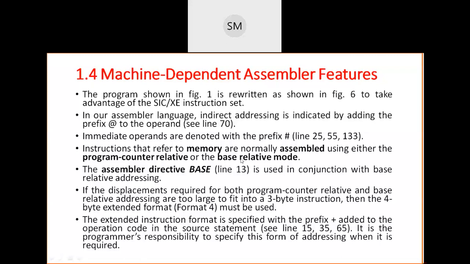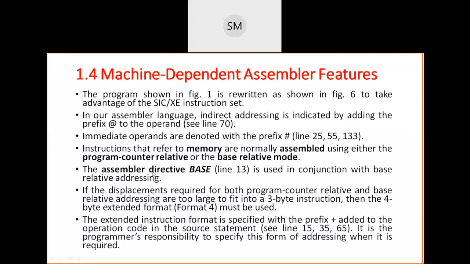The formula to find the displacement is: target address minus the content of the register PC. Or, for the target address calculation, the formula is: target address equals displacement plus the program counter register, PC. So if you want the displacement, displacement becomes target address minus PC. Similarly, for base relative addressing mode, displacement is equal to target address minus the register B, the base register. So the base register is used for addressing purposes.